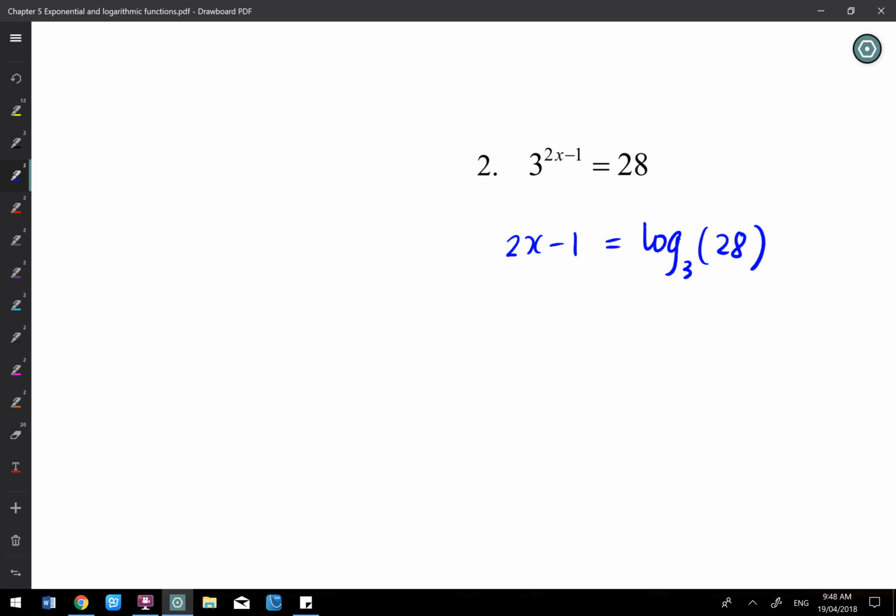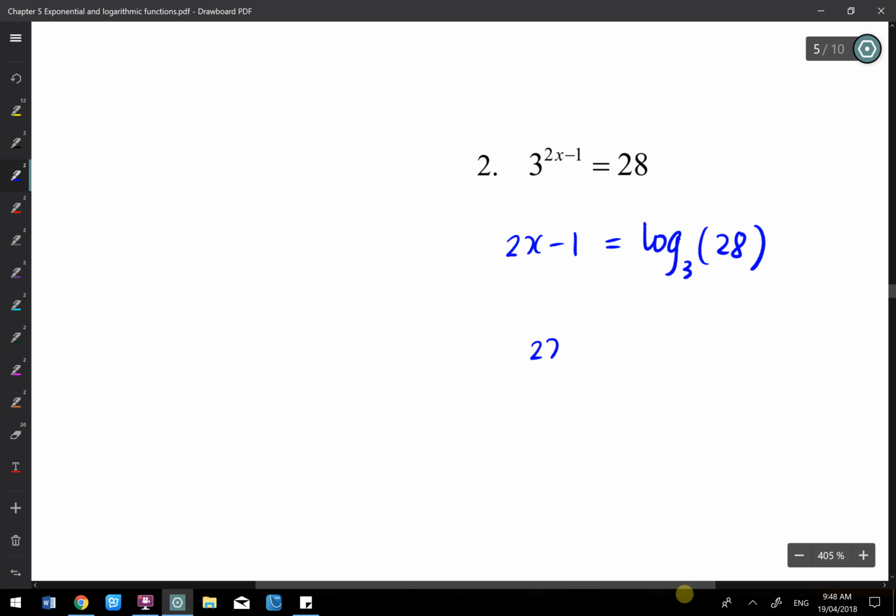But now the calculator stores all the values. It does the change of base by itself. I don't need to do it. So you leave your answer like that. It looks better. Think about if you use change of base: log 10 of 28 divided by log 10 of 3. It looks really complex. So don't do that. It's not necessary unless the question asks you to do that.